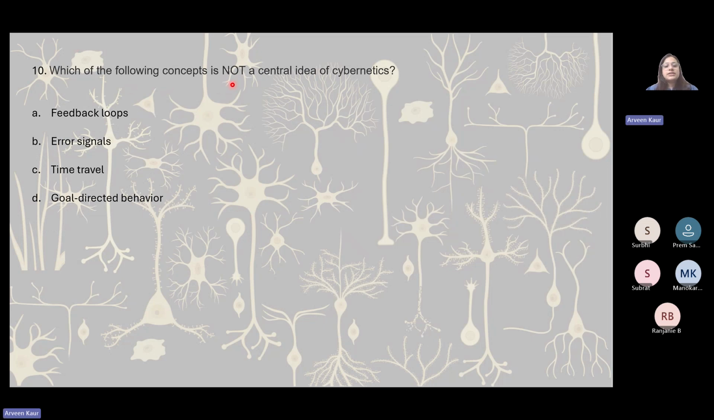So, which of the following concepts is not a central idea of cybernetics, right? So, what is cybernetics? If we know, we can easily answer this question. What are the options given to you? Feedback loops, error signals, time travel, or goal-directed behavior, right? If you have gone through this lecture on cybernetics, you will know that it is based on the principle of feedback, right? All of these are central ideas of cybernetics except for time travel.